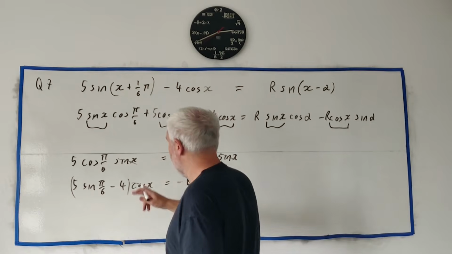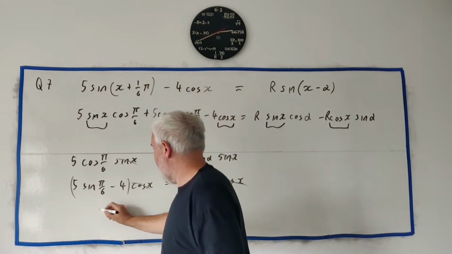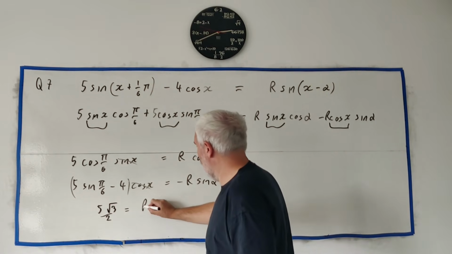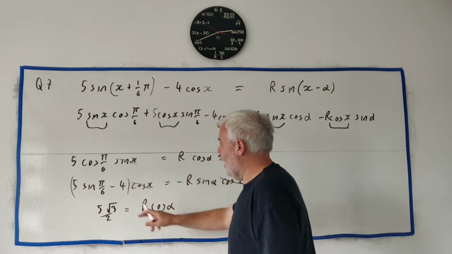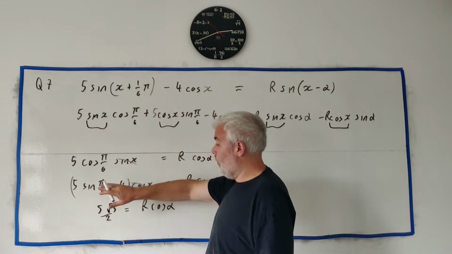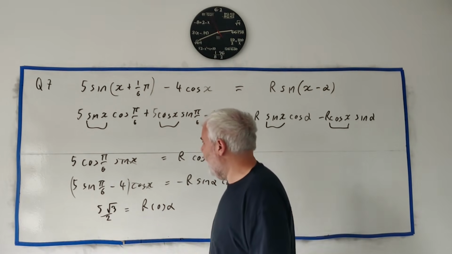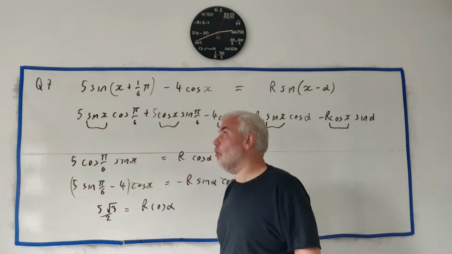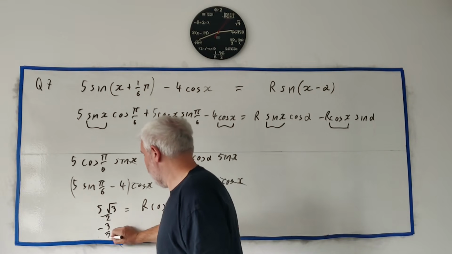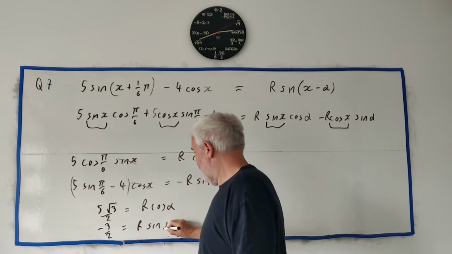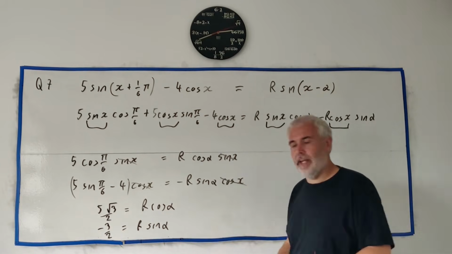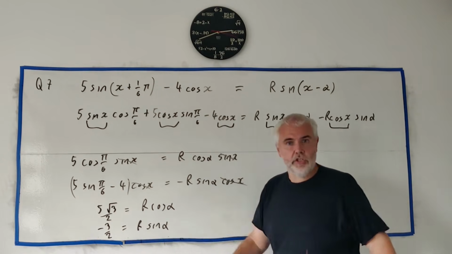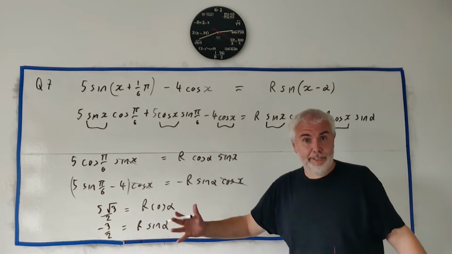Cosine pi over 6 is square root of 3 over 2. So multiply that by 5. We get 5 times square root of 3 over 2, and that must equal R cosine alpha. On the bottom row we have sine pi over 6 is a half. And so 5 times a half, 5 over 2, minus 4, which is minus 8 over 2, so that's minus 3 over 2. That's equal to R sine alpha. So this is a very common point to get to in these questions. We'll have R cosine alpha and R sine alpha equal two numbers. With this information, it's a simultaneous equation.